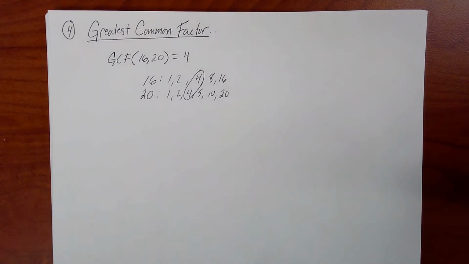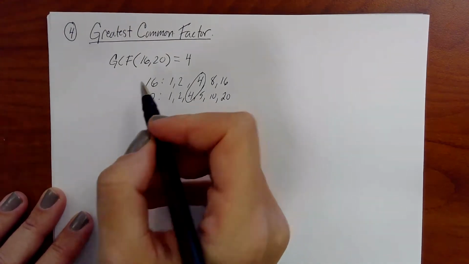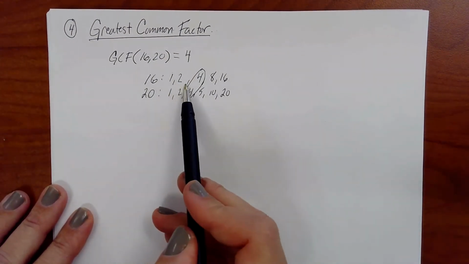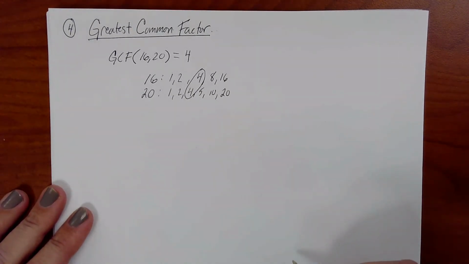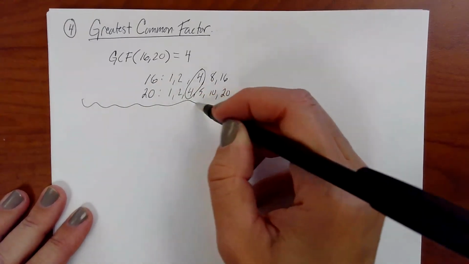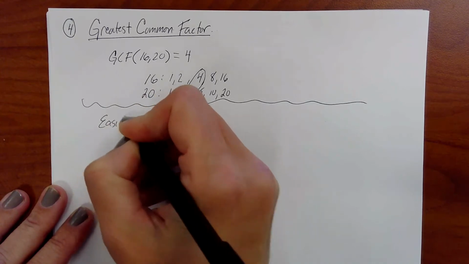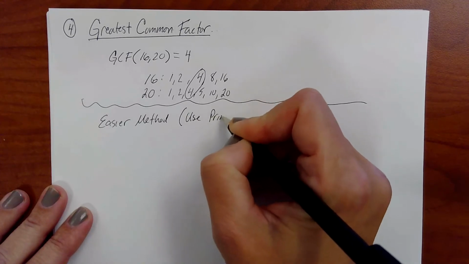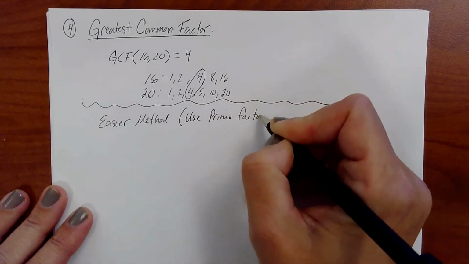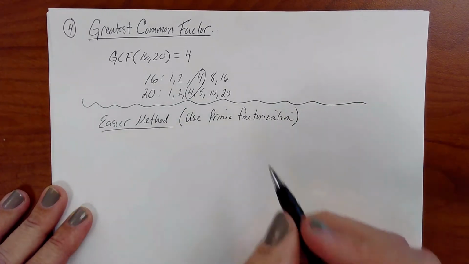And you're thinking, that's a fine way, why don't we just do it like that? Totally can. But what we're going to do is we're going to get bigger numbers, and it gets to be a pain to write out all the factors, and if you miss one, you might miss the greatest common factor. Okay, so I'm going to show you an easier method, where we're going to use the prime factorization, since we just learned it. So easier method, use the prime factorization.